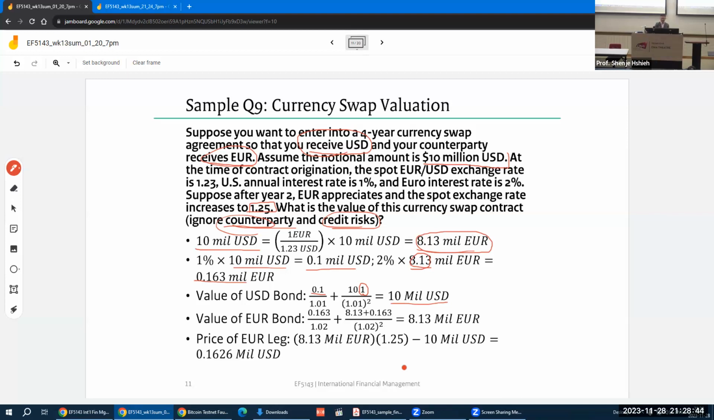So this should not be surprising because nothing has changed for the US side, but the price of euro is going to change because the exchange rate is going to change. Assuming FX rates stay the same, the price of euros is also 8.13, right? But the difference is going to be non-zero because the FX rate changed. All right, so 8.13 times 1.25 gives us dollars, and it's going to be greater than 10 million. And so the price of the euro leg is going to be positive. And what that means is that if the counterparty wants to undo the swap, they have to buy out the euro leg. They have to pay the euro leg to stop.